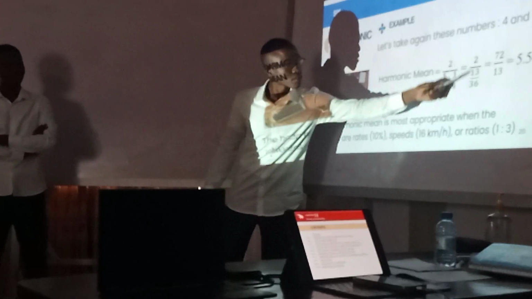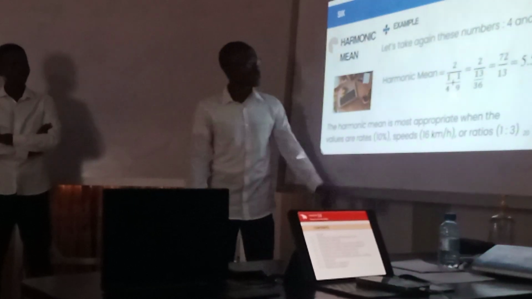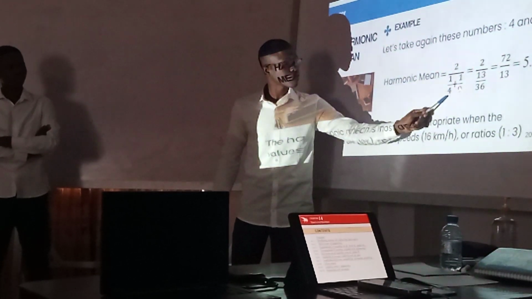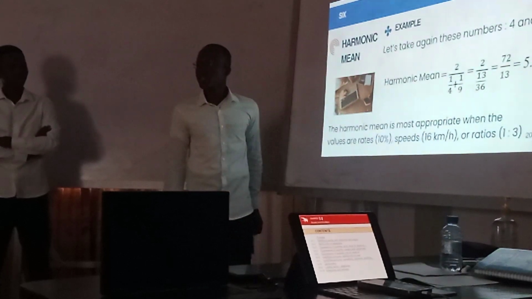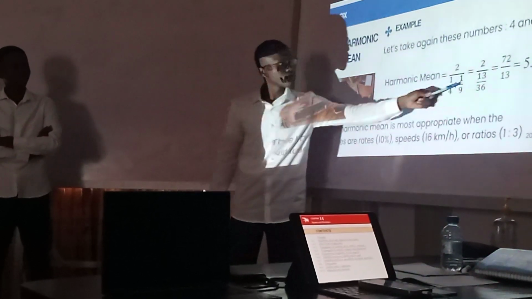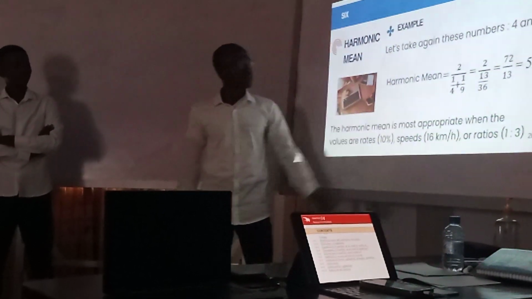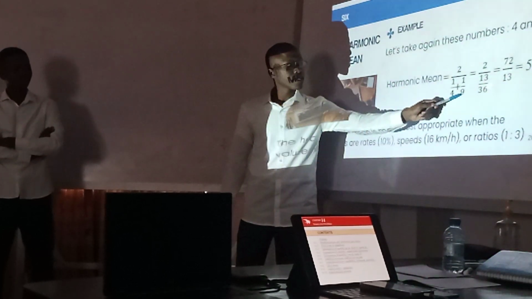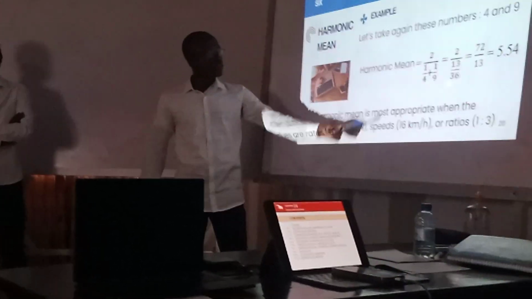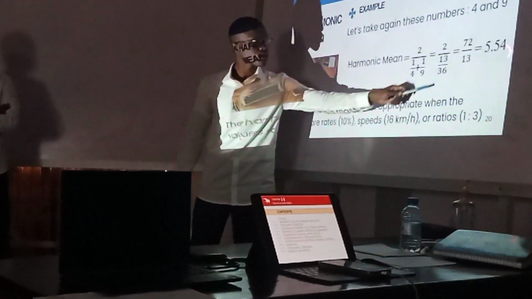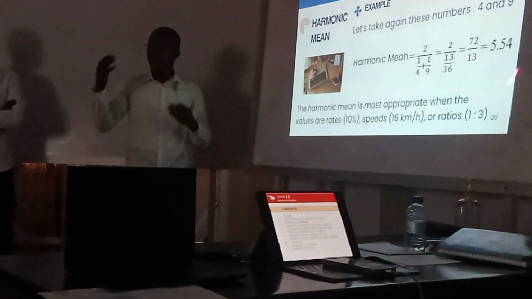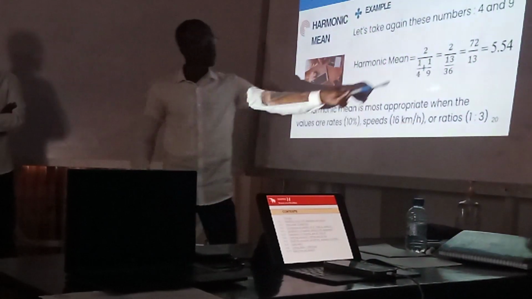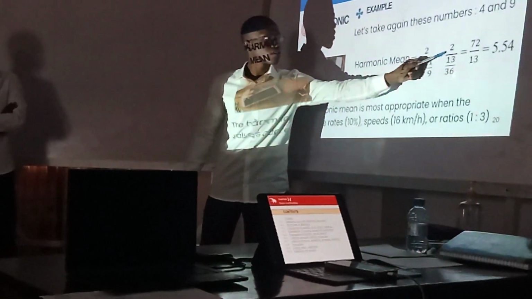To obtain this expression, we do first 4 plus 9, this is 13. We put it on the numerator, and you do also 4 times 9, 36. You put it on the denominator, and when you have two fractions, the first under the second, we take the first two.